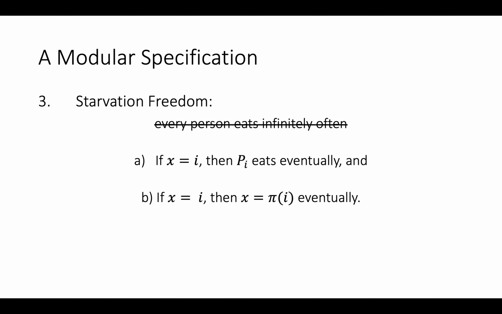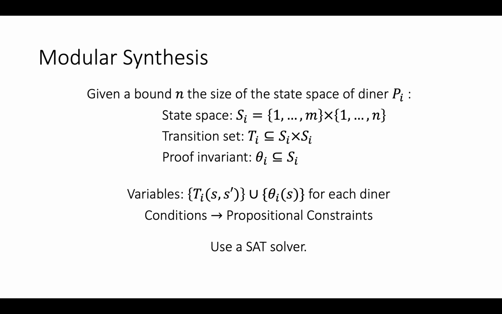For each individual diner, the state space is the Cartesian product of the shared state space and the local state space. That is, it's the product of 1 to m cross 1 to n. The transitions and invariants are defined per process. We construct variables and constraints as before, and then use a SAT solver. Observe that the number of variables in this encoding are polynomial in the number of processes.